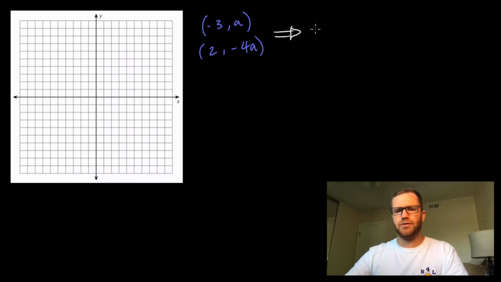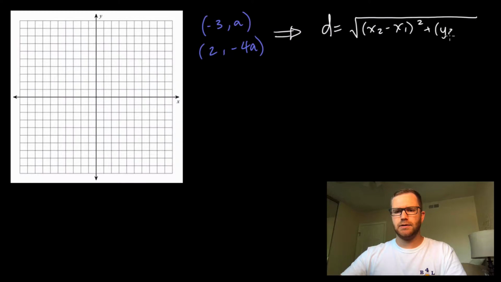So remember that the distance formula is d equals the square root of the quantity x sub 2 minus x sub 1 squared plus the quantity y sub 2 minus y sub 1 squared, right? It's just the difference in our x coordinates and the difference in our y coordinates. So I'm going to call this x sub 1, y sub 1 and this x sub 2, y sub 2. Those are my points. So let's plug into the distance formula.